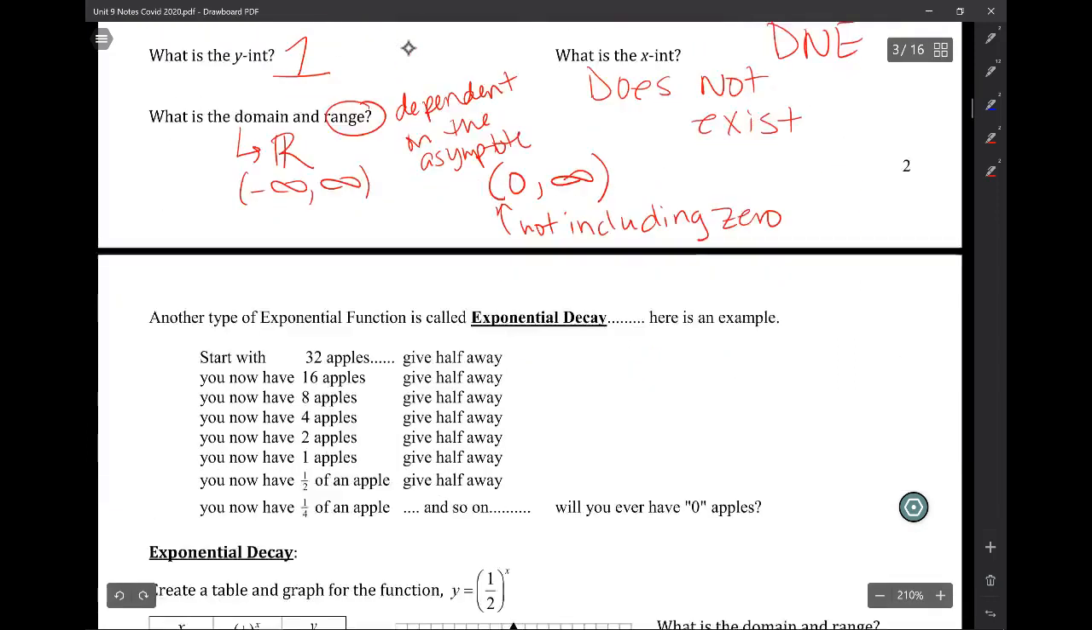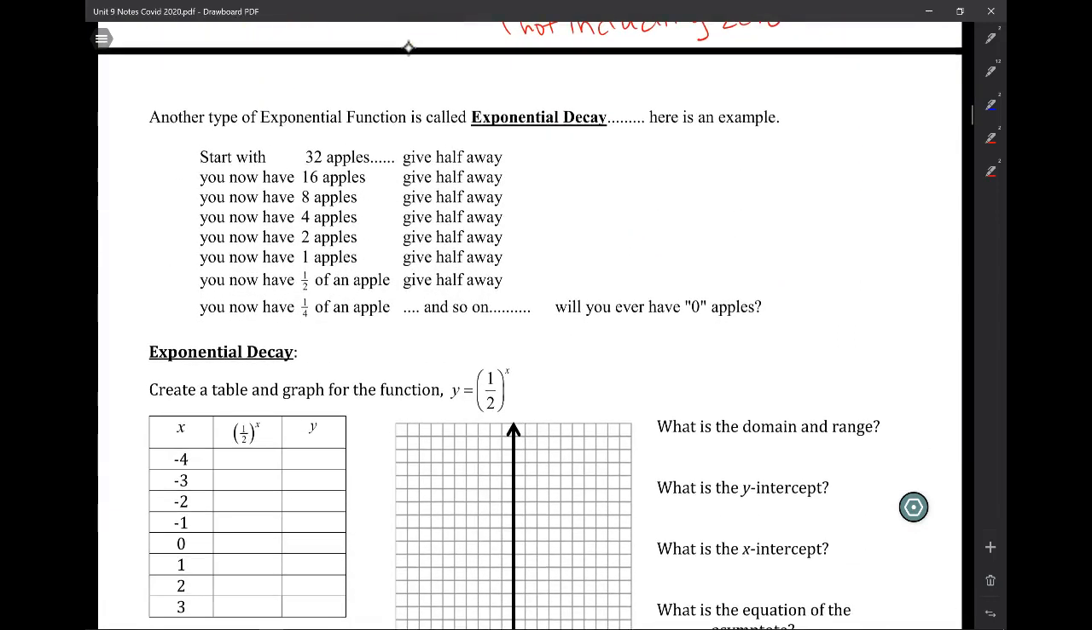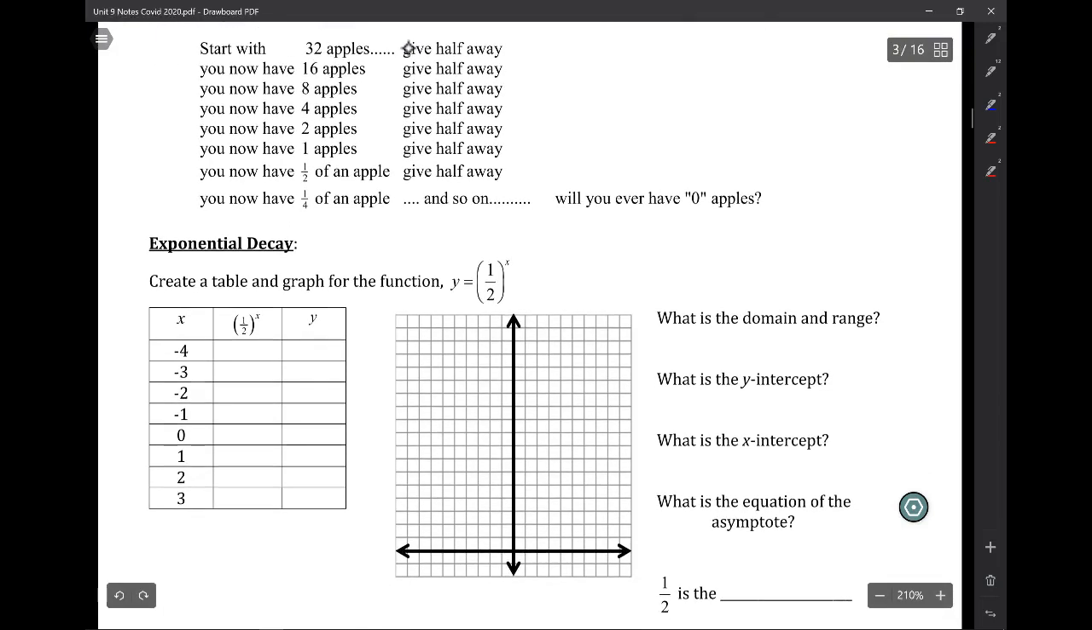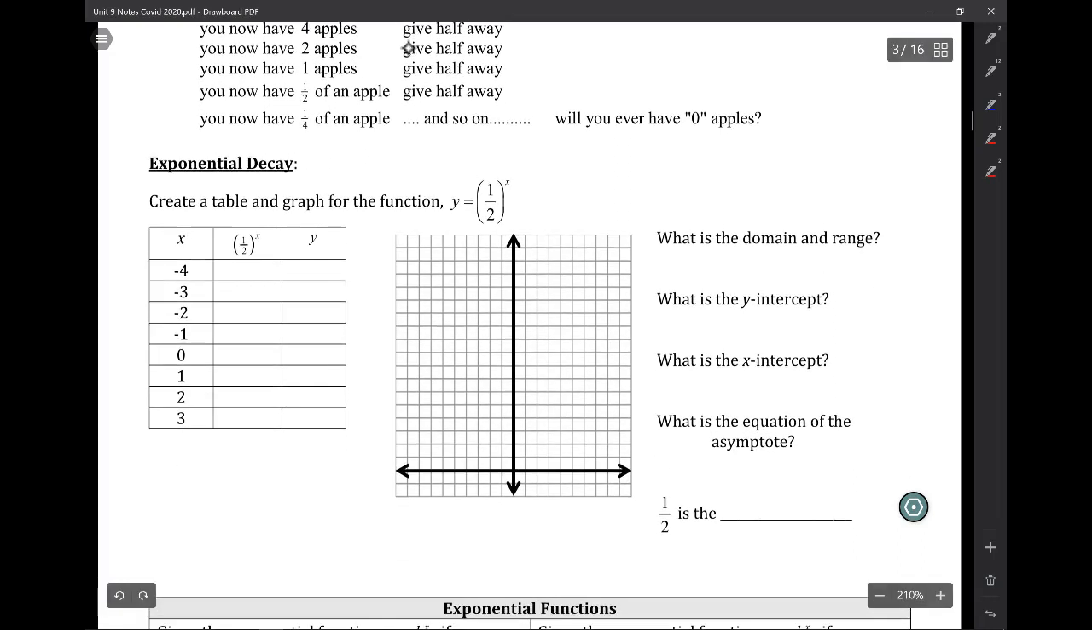All right, a different kind of exponential function is called an exponential decay. And we decided to use apples in this explanation. So let's say you start with 32 apples and you gave half of them away, you'd have 16, and then you gave half of those away and you'd have 8, and then you gave half away, it would be 4, and then 2, and then 1, and then all of a sudden you have to start cutting the apples in half. But if you continue that pattern, would you ever get down to 0 apples? And then the answer would be no. You'd have really, really small slices of apples, but you would still be cutting them in half. So I know that that's kind of a weird example to use, but technically exponential decay continues forever.